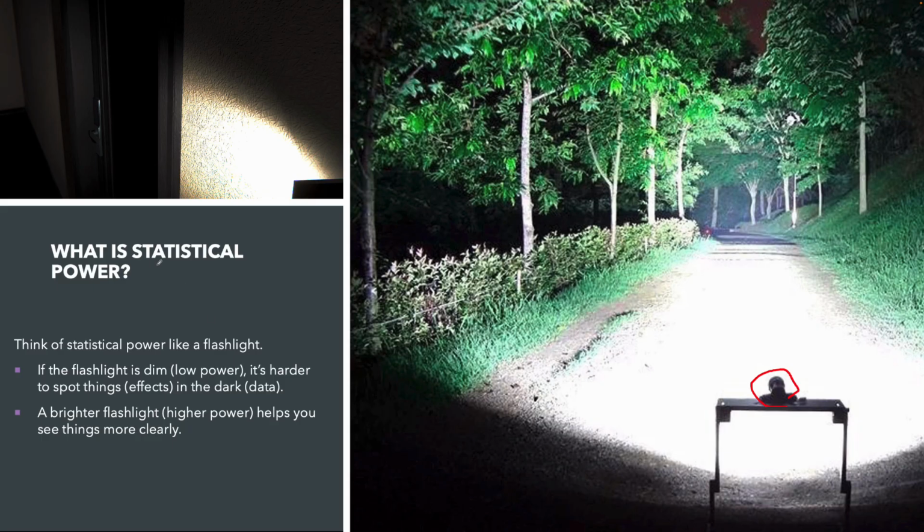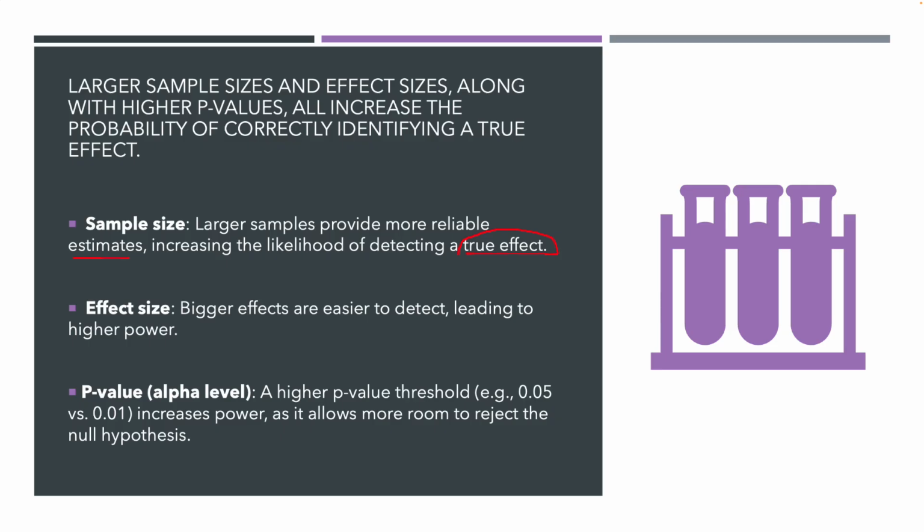There we go. If I have very low power, I'm not seeing a true effect, and my paper's going to be weak. But if I have high statistical power, you can see here that the true effect is very abundant and very clear. So just reiterating that.